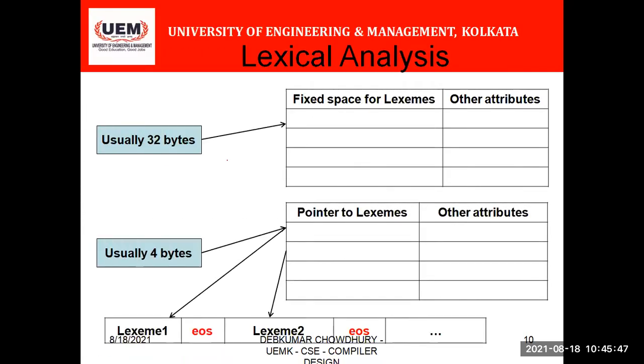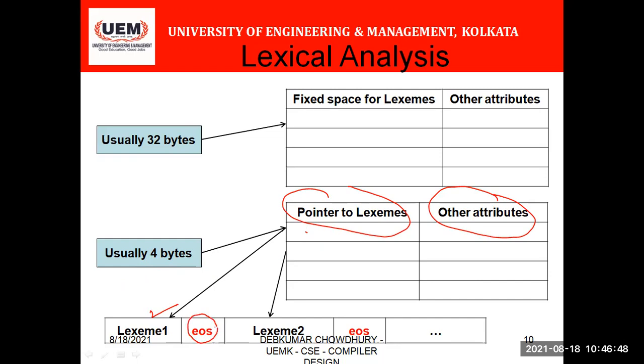For example, we are observing two types of lexeme storage. Where fixed space for lexemes is present, that is nothing but a wastage of space. And then we observe dynamic allocation of the lexemes in the second case, where the symbol table is divided into two sections. The first section is the pointer to the lexeme, and the second section is the other attributes, usually 4 bytes. What happens in that case is that there is a pointer associated with it, and this pointer leads us to the lexeme, and each lexeme ends with the help of the particular symbol end of lexeme.